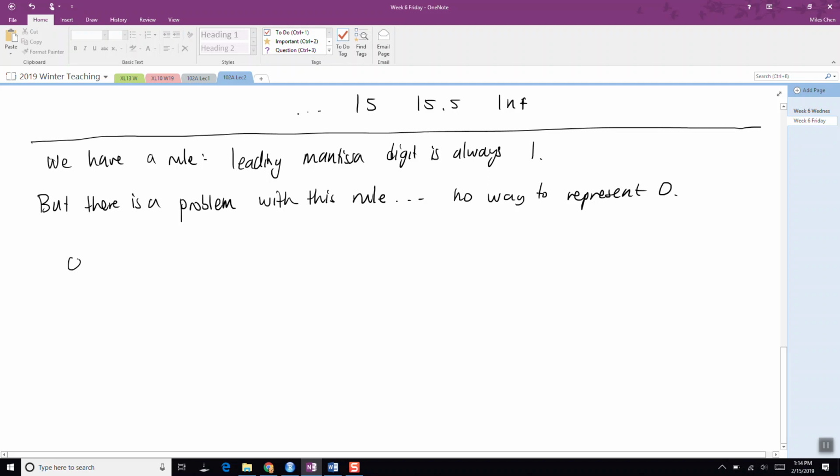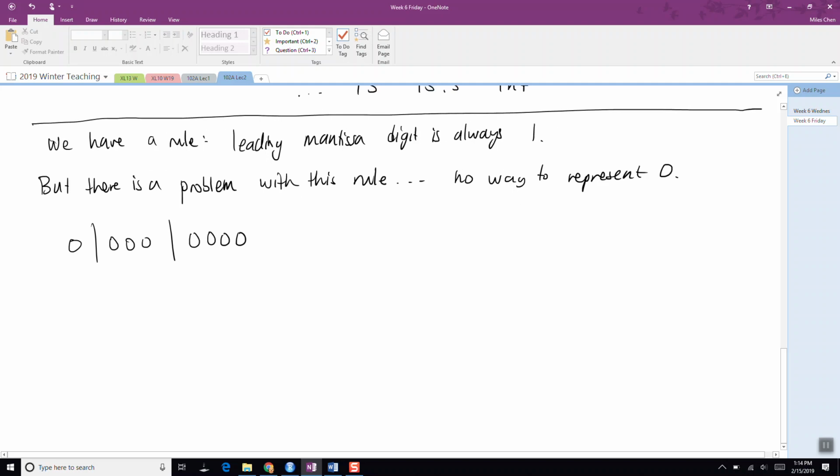If I tried to do 0, 0, 0, 0, 0, 0, 0, 0, what would this become? My exponent is 0, I apply my bias of -3, and I get -3. This becomes 1.0000 times 2 to the -3, and this becomes 1/8. So that's an issue, so we make an exception to our rule.